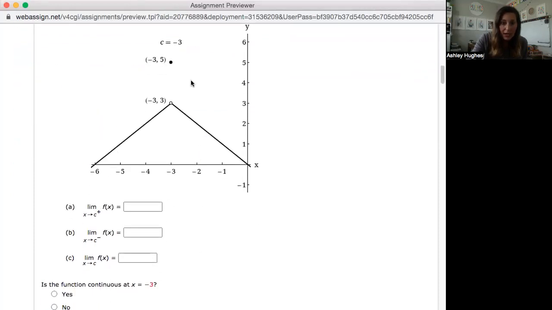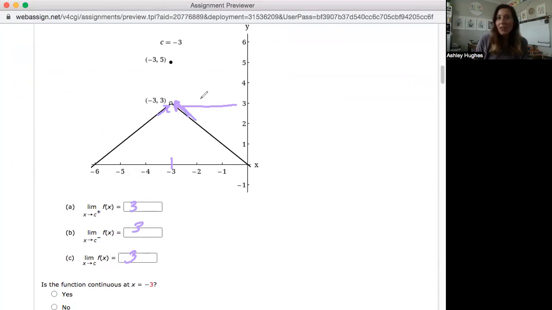Okay, so from the right of C, my C is -3 in this example. I get on the right side. Here's -3. I'm on the right side here, which is this line segment. I'm approaching that open circle, which is at 3. From the left is 3. But what is the limit overall? It's actually also 3, because these are both approaching this open circle, which is at 3.